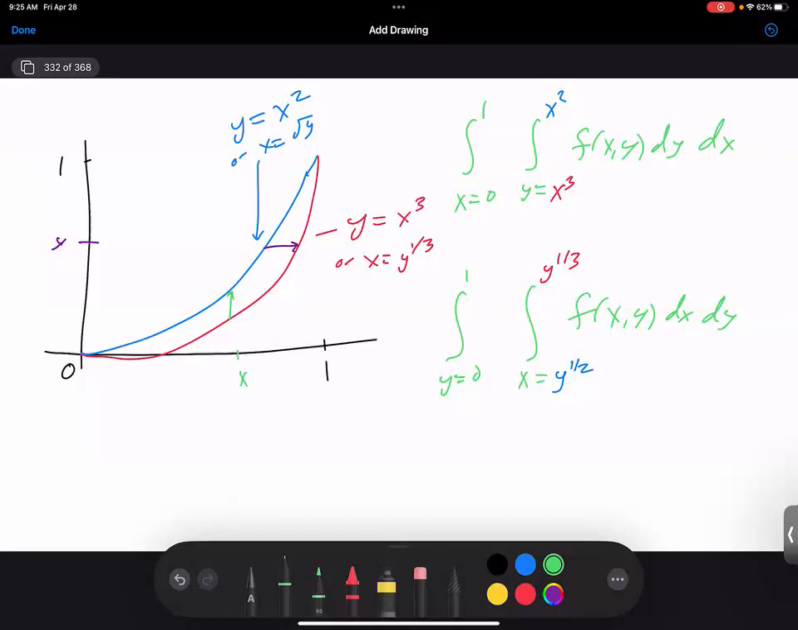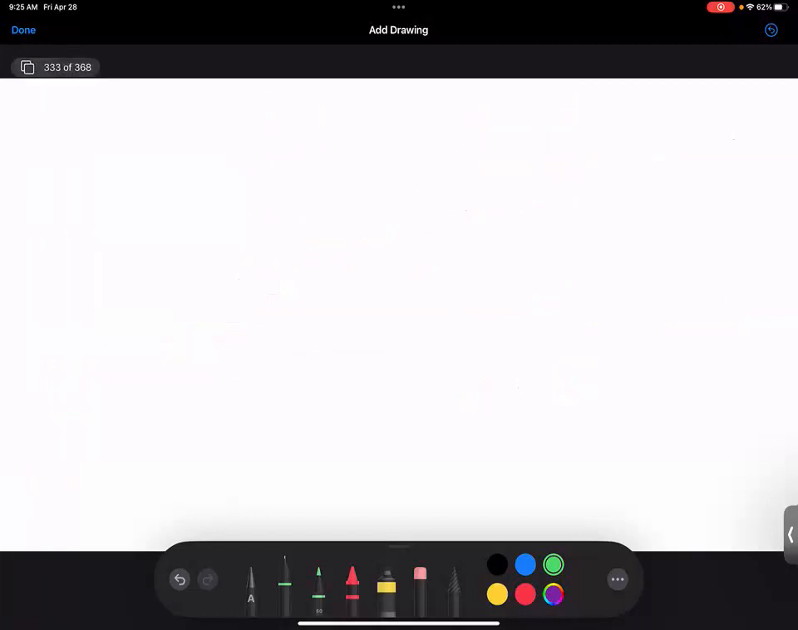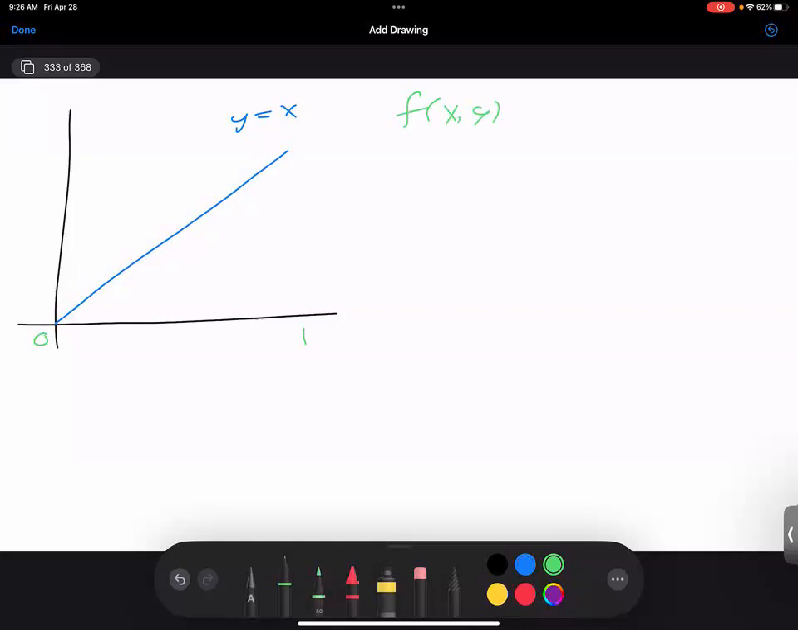Okay. So I'm going to do an easier region for a specific example. So let's take the curve y equals x from 0 to 1. And let's take my function f of x, y to be e to the negative y squared. Okay. And so here's my region.